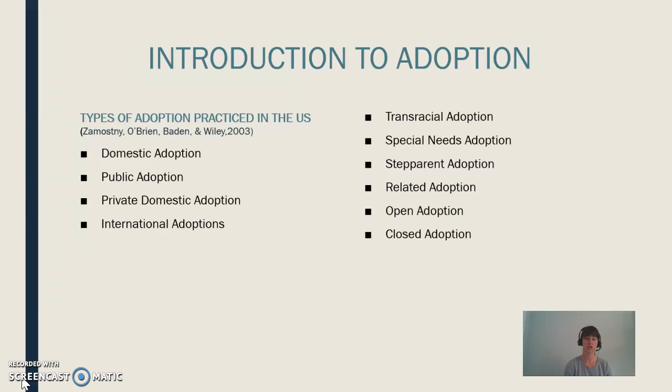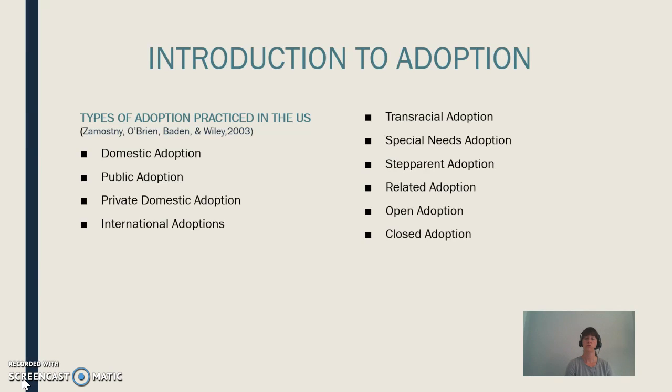There are international adoptions, which are when a child is adopted outside of the country. There's transracial adoptions, which is when a child of a different race than the adoptive parents is adopted. There are special needs adoptions, which are when a child has a developmental need. There are step-parent adoptions, which is when a couple is married and one parent is not the birth parent but chooses to adopt the child. There's related adoption, when a family member adopts, such as an uncle, grandparent, or sibling.